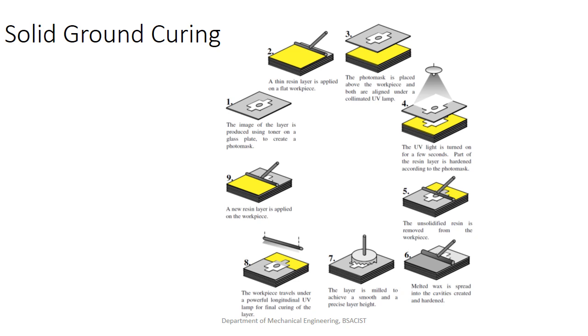The layer is milled to achieve a smooth and precise height. The workpiece travels under the powerful longitudinal UV lamp for final curing of the layer. New resin is applied and the whole process is repeated once again. So we have discussed steps 1 to 9, and they will be continuously repeated and we will get the final part.